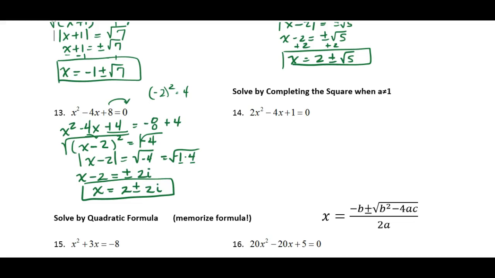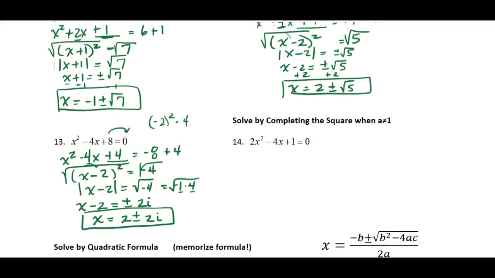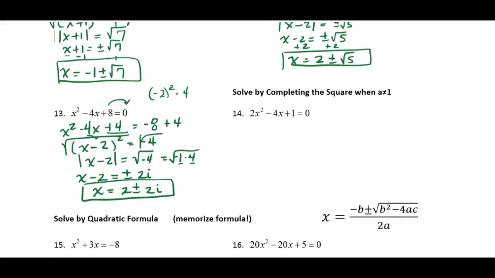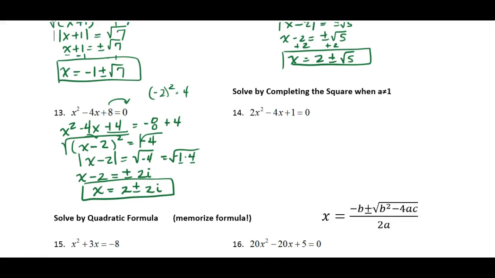All right, so hopefully that gives you an idea of how to complete your square. We can talk more about this in class if we didn't get it as fast as I did it. So let's talk about what happens when it's not equal to 1. Well, you're still going to start with the same step. Move that constant over. So we're going to have 2x squared minus 4x, leave a space, equals negative 1.